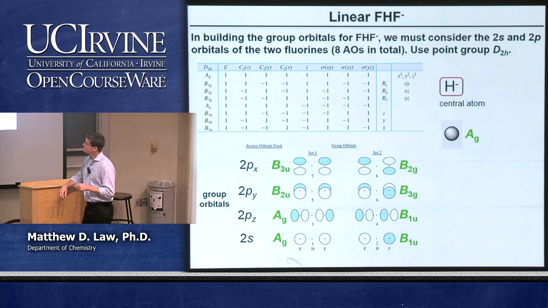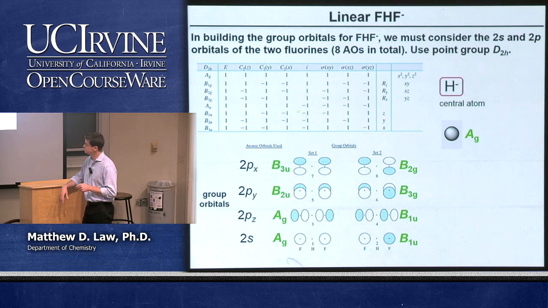Under the C2 along the y, we have a switch. Let's say that the C2 is coming out at you. If you rotate 180 degrees, we have multiplied that function by -1, so it gets a character of -1. Same thing for the x-axis. If this is the x-axis here, we rotate around that. Again, it's antisymmetric, so we have a -1 character.